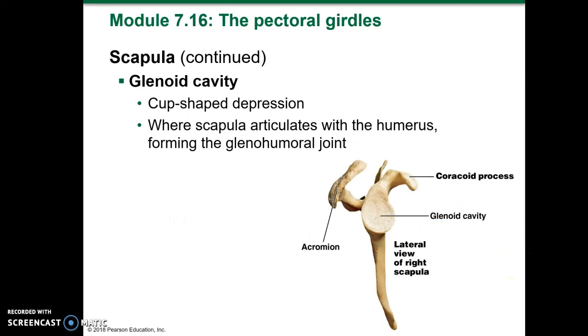If we look closer at the glenoid cavity, we see a cup-shaped depression, and this is where the scapula articulates with the humerus. This joint would be called the glenohumeral joint.